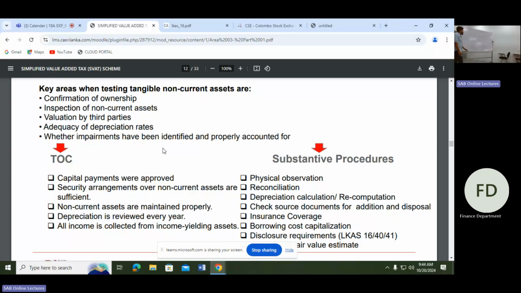That is the relationship. That is really important. That will be tested in whatever exam you are facing in your field. The relationship between TOC and the substantive procedures.